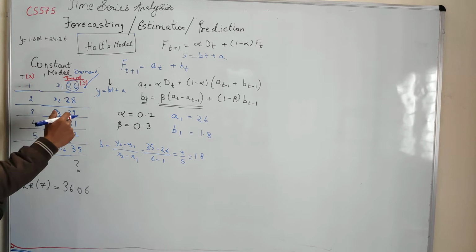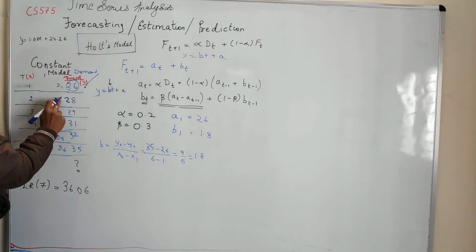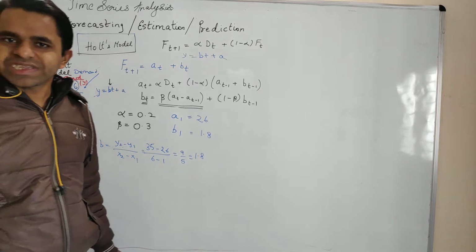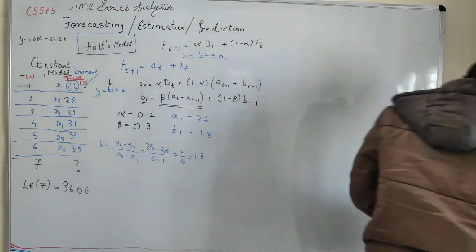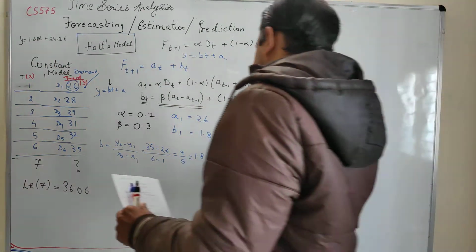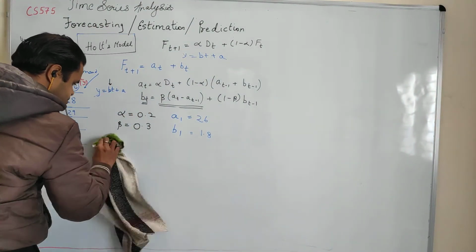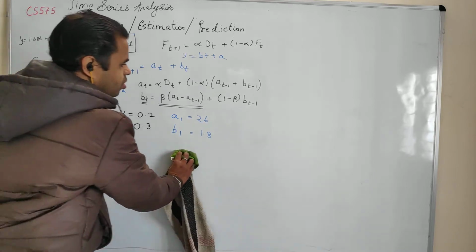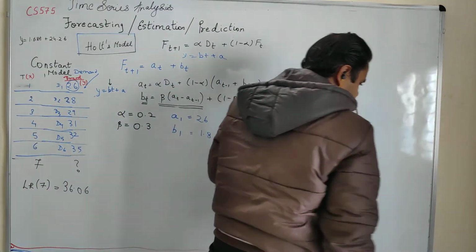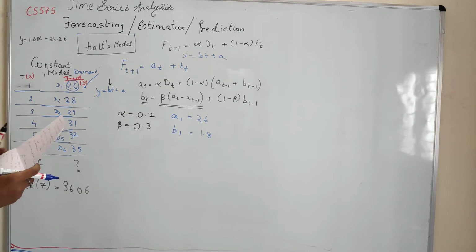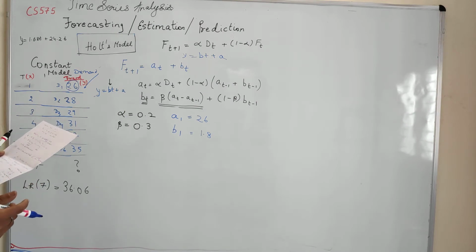As homework, you can try to assume the second value, that is 28, as a and see how much the final prediction changes. Okay, I hope things are clear till now. The only issue with Holt's method is that when you do the calculations manually, they become a bit long, right?